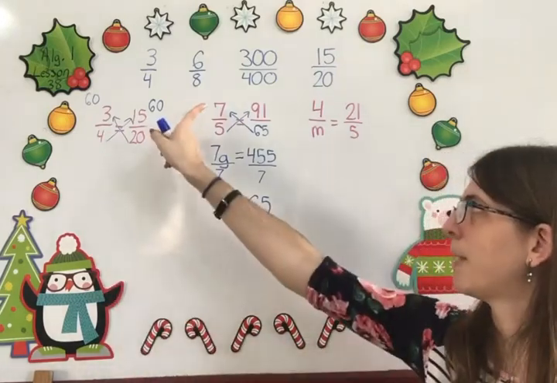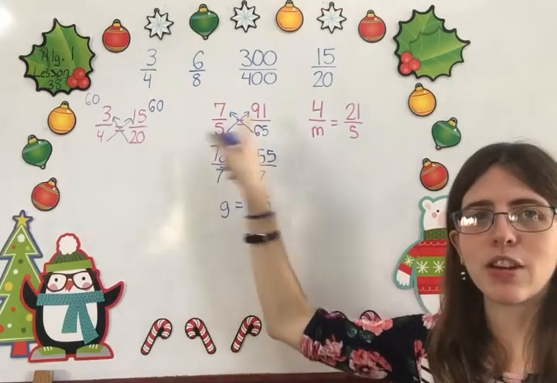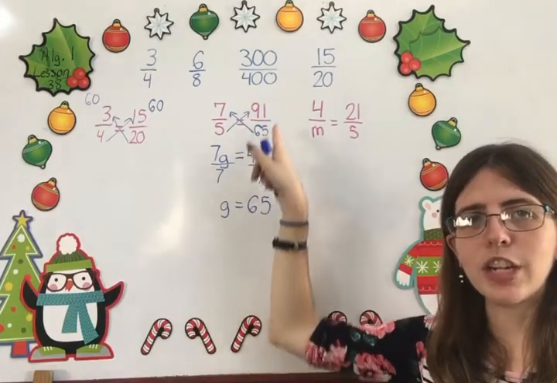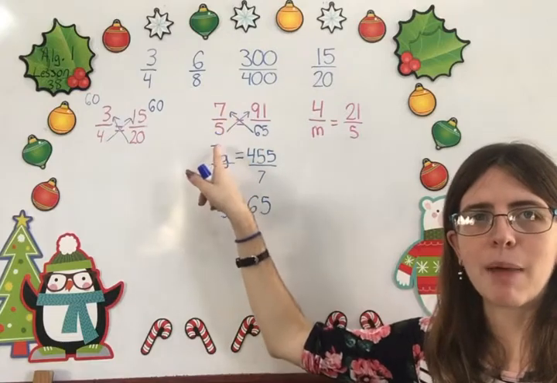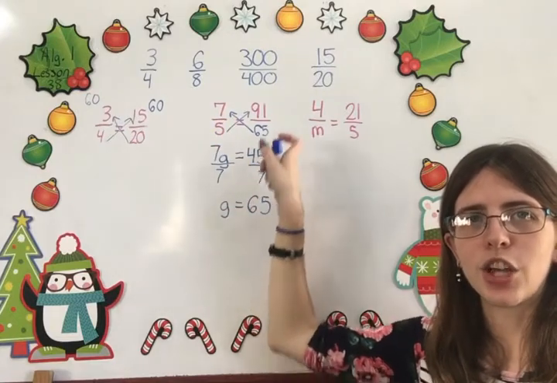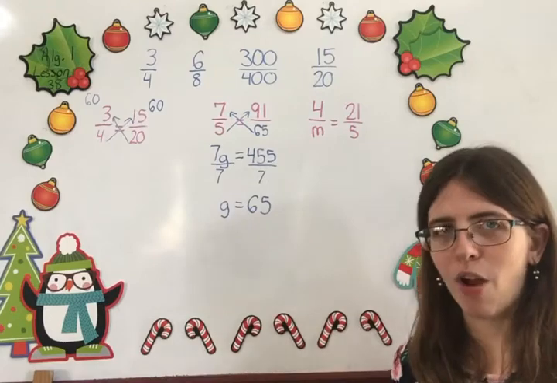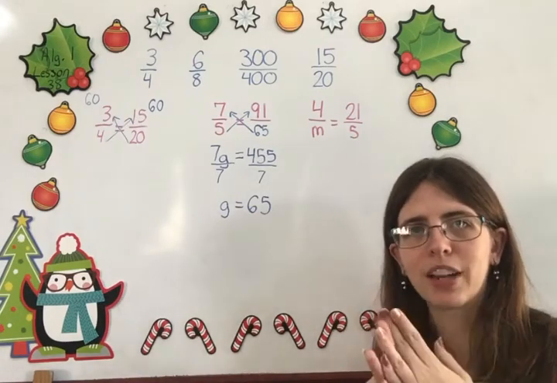So if it's bigger on top and smaller on bottom, then your second ratio will be the same. If it's smaller on top and bigger on the bottom, then your second ratio will be the same, with smaller on top and bigger on the bottom. So that's a quick mental check for you.